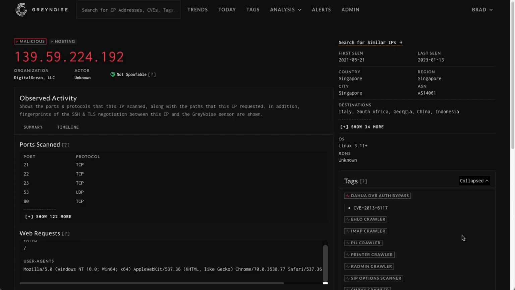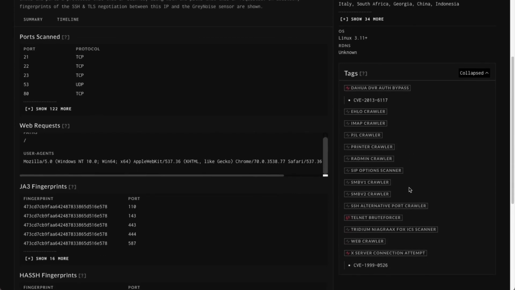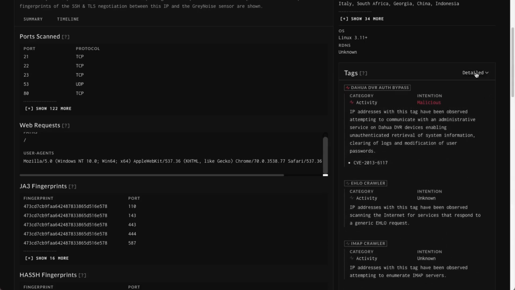Finally, we also try to provide OS and reverse DNS information when that is available. The last portion of this page is the tags that are associated with this IP address. You can also expand these tags to show additional information. Now let's take a look at some of the additional enrichments that we get from some of our other partners.